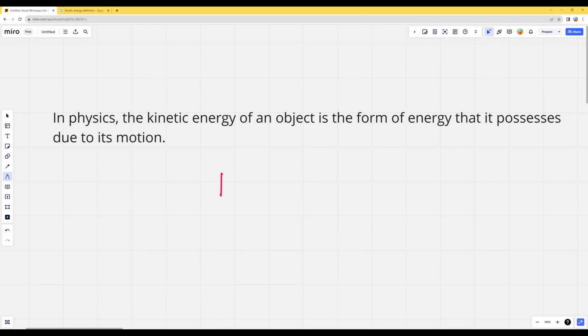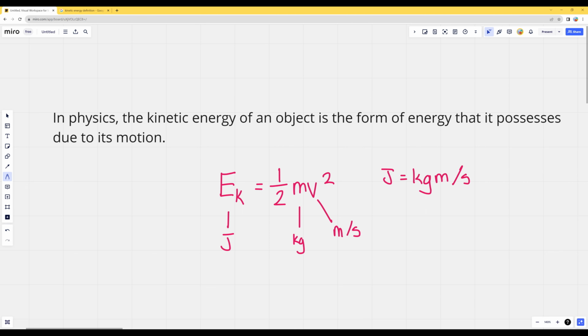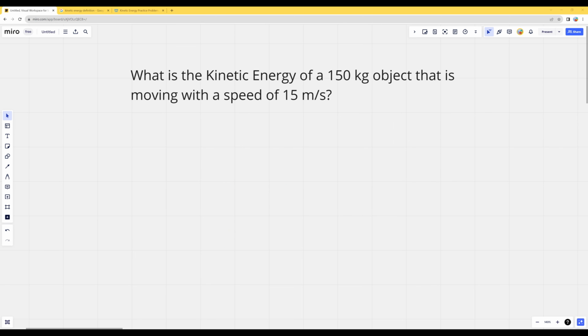Once again, there is a formula for kinetic energy, that is Ek is equal to 1/2 mv squared. Kinetic energy is measured in joules, mass is measured in kilograms, and velocity is measured in meters per second. Now, technically, you can use another special set of units to define joules, which is kg·m²/s², but usually we just go by joules because it's easier. So now we've got the basics down, let's try a few example questions.